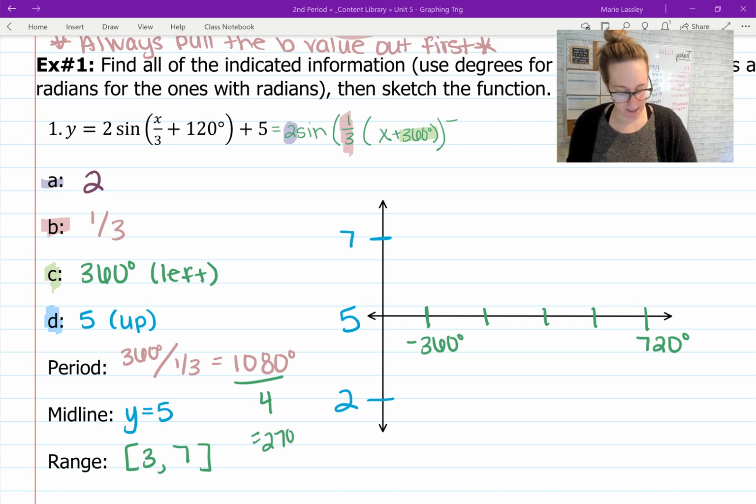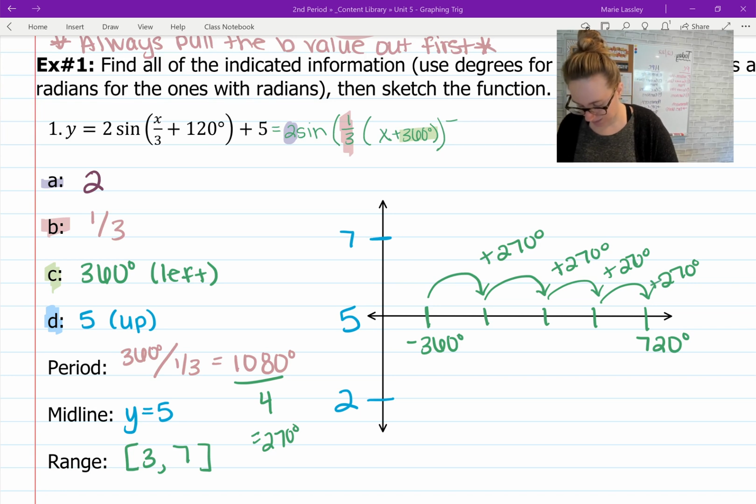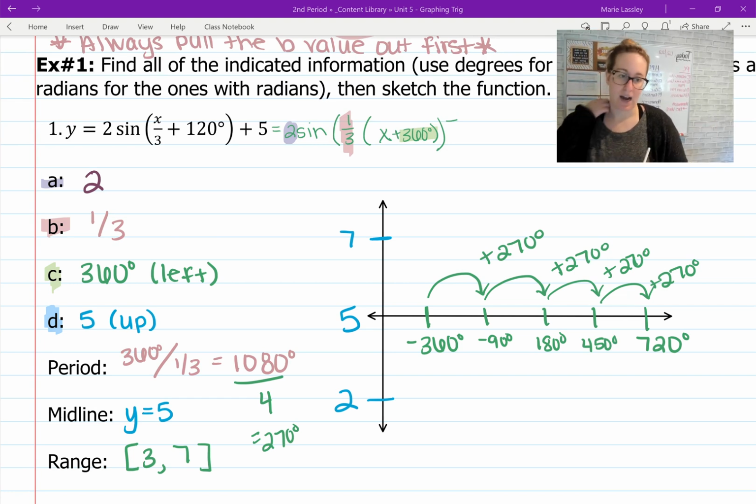All right, so that means each time I move, I have to add 270 degrees. So each time I move, I'm going to add 270, add 270, add 270, and I should end up at 720. All right, so let's do that. Negative 360 plus 270 gives me negative 90, plus 270 is positive 180, plus 270 is 450, and then just to double check, plus 270, enter, 720. I got it.